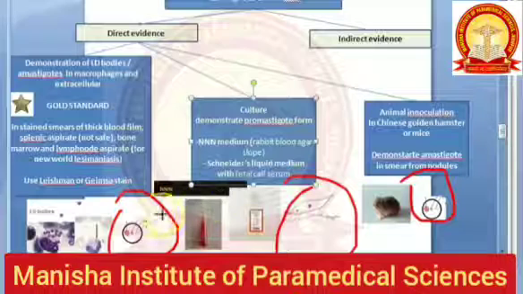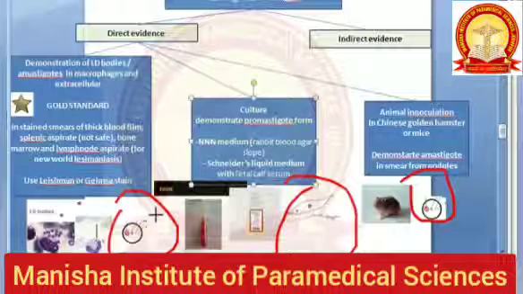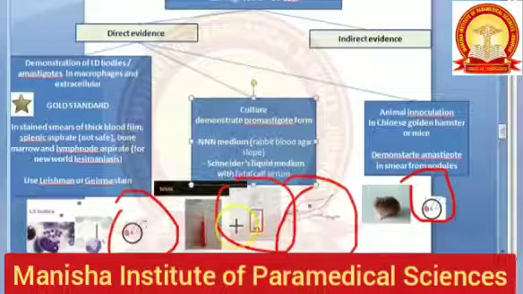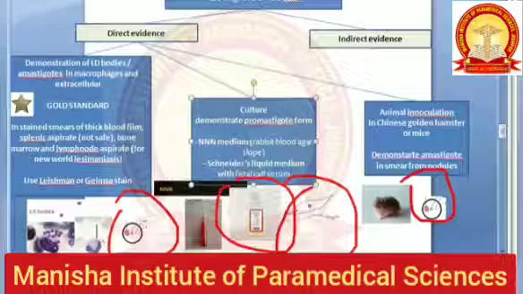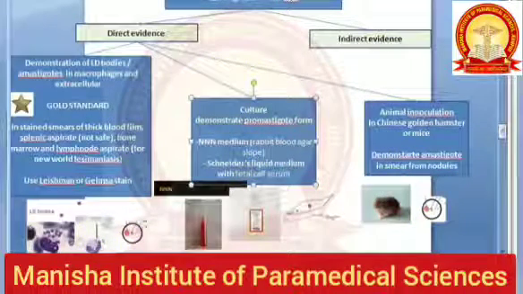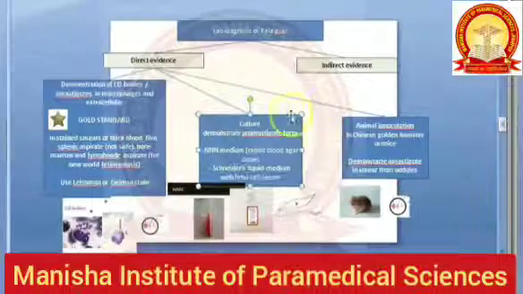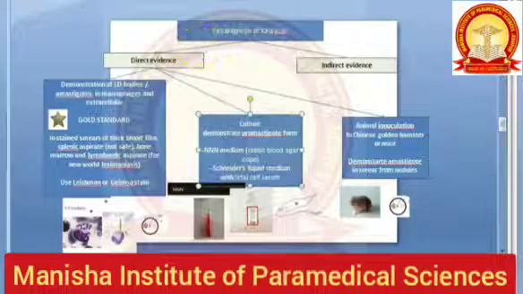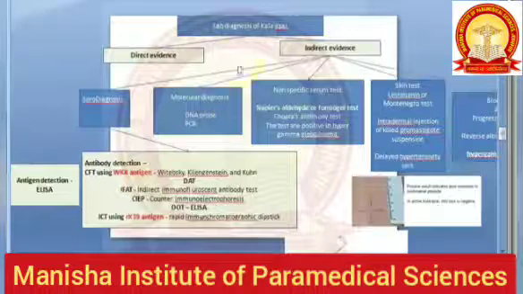Culture will be what and all? NNN media, that is a rabbit blood agar slope, and Snyder liquid media with fetal calf serum, if you want, you can add. Okay. So this was the direct lab diagnosis of Kala-Azar. We are almost like half done with direct lab diagnosis overall. Now we will move on to indirect.